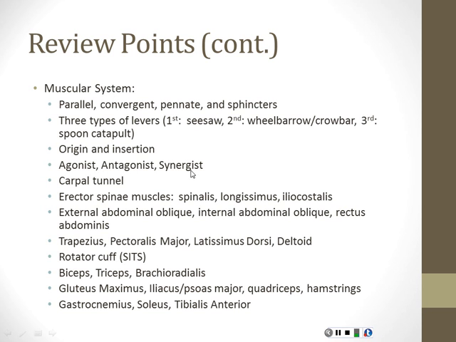Agonist, antagonist, synergist. Just like in English class, when you learned about these in literature, same meanings. You know, an agonist is the prime mover. An antagonist works opposite it. And then a synergist is a helper.